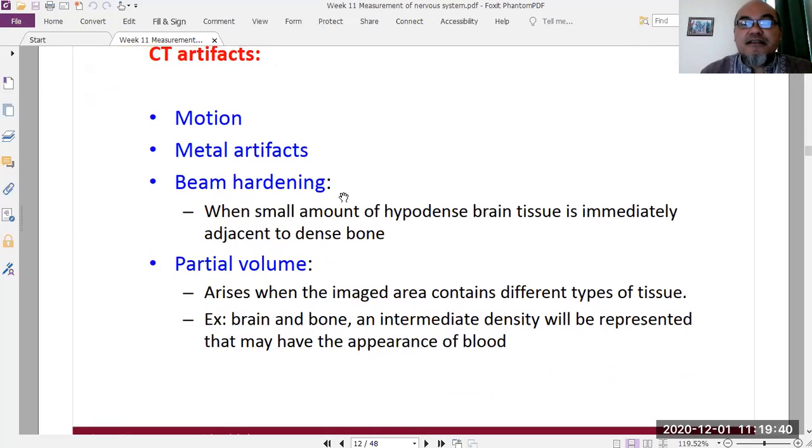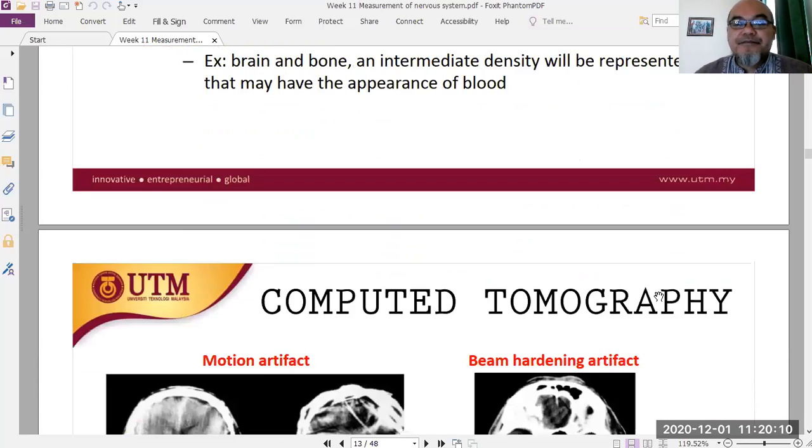Then beam hardening. This is when a small amount of hypodense brain tissue is immediately adjacent to the dense bone. Partial volume arises when the image area contains different types of tissue, for example, brain and bone in the same area of the image. An intermediate density will be represented that may have the appearance of blood. So this may create some artifacts and confusion in the interpretation of the image.